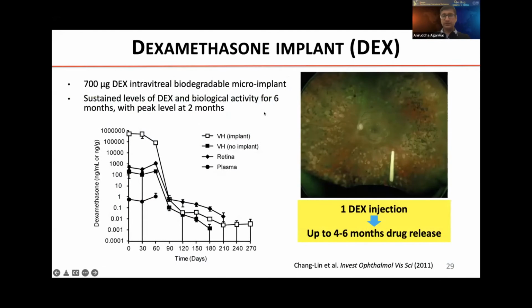Now, the dexamethasone implant, we all know, is a 700 microgram biodegradable implant, and it releases the active ingredient for 4 to 6 months. Typically, we start seeing these patients back with intraretinal or subretinal fluid at 4 months, and we know it's time to probably inject, sooner or later, if at all we have to inject.